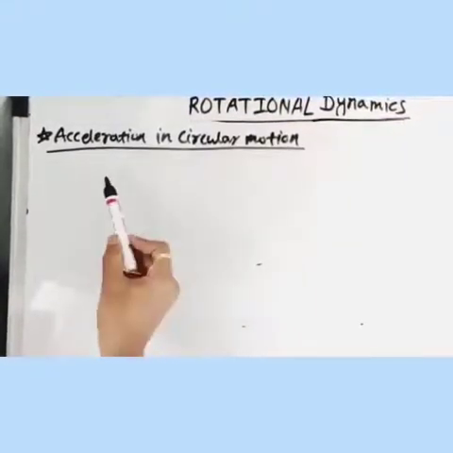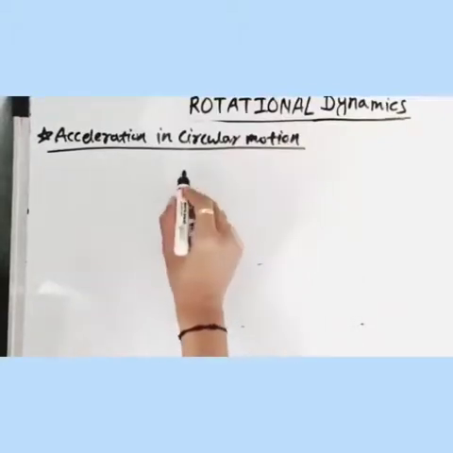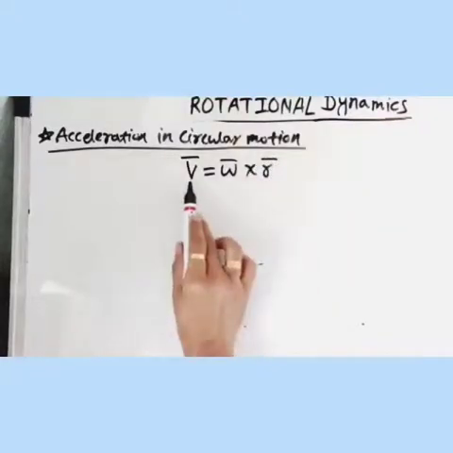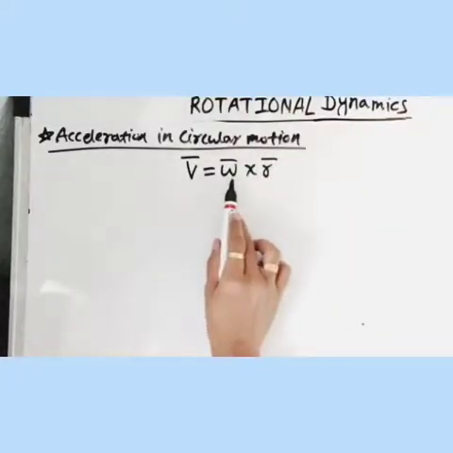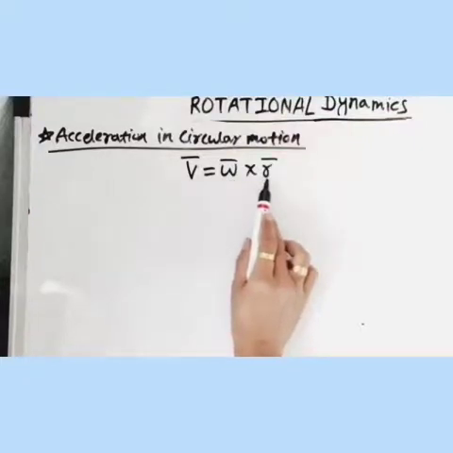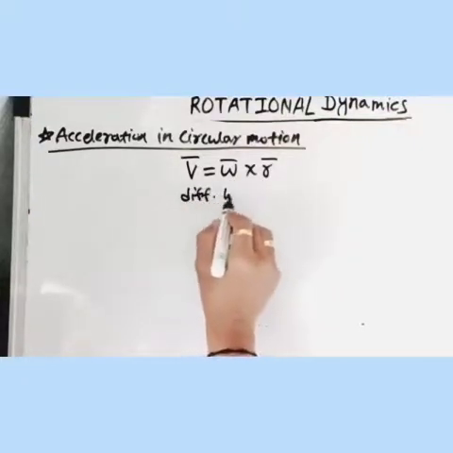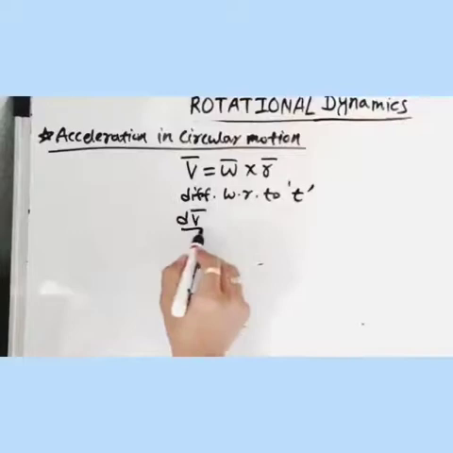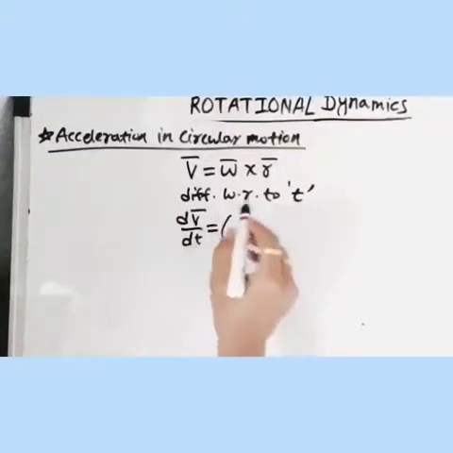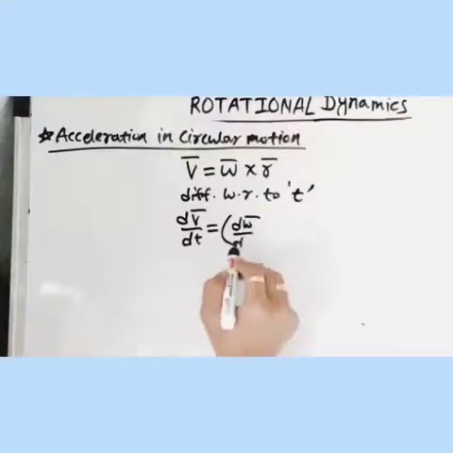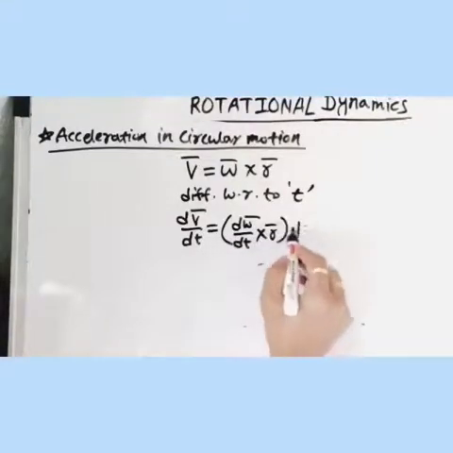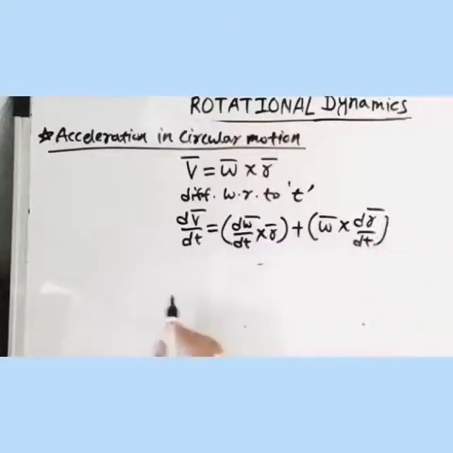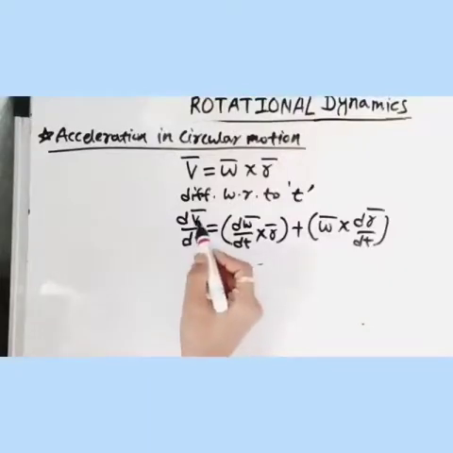Now let us check what is acceleration in circular motion. We already know this relation, v bar is equal to omega bar cross r bar, where v bar is the linear velocity vector, omega bar is the angular velocity vector, and r bar is the position vector. If we differentiate with respect to t, then we are going to get dv bar by dt is equal to, by using the UV rule, we can write d omega bar by dt cross r bar plus omega bar cross dr bar by dt. So dv bar by dt is nothing but change in velocity with respect to time.